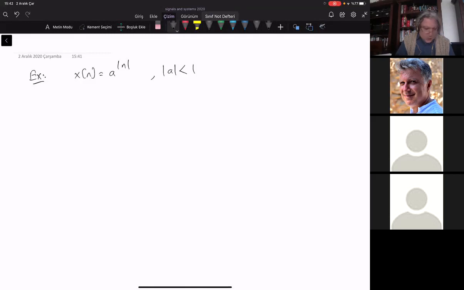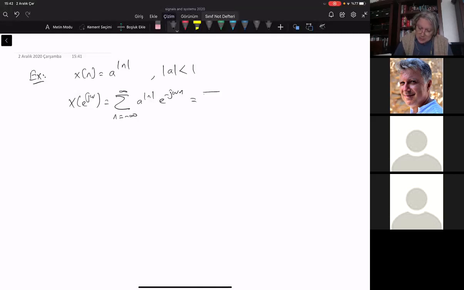Therefore, the Fourier transform of that, X of e to the j omega, is equal to, let's first write it, let's not hurry up the solution, the sum of a to the absolute value of n, e to the minus j omega n. This is the Fourier transform formula. And the absolute value of n is behaving differently. It becomes minus n when n is negative, and it becomes n when n is positive.